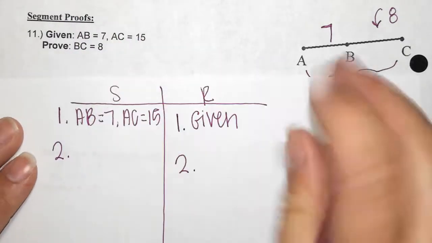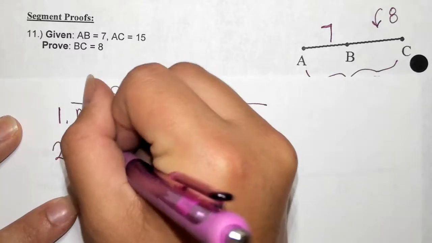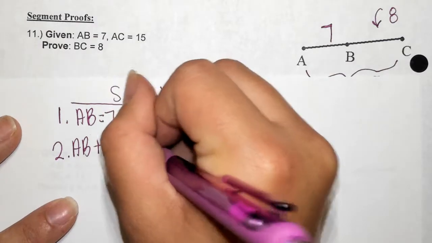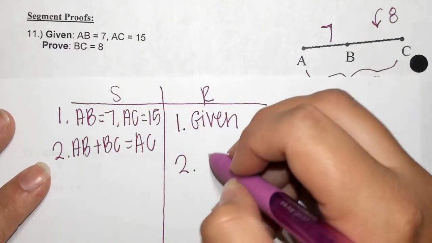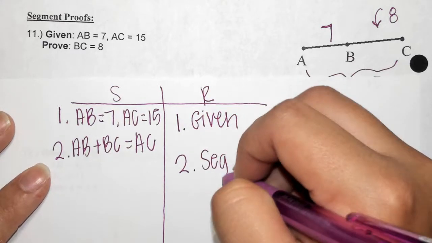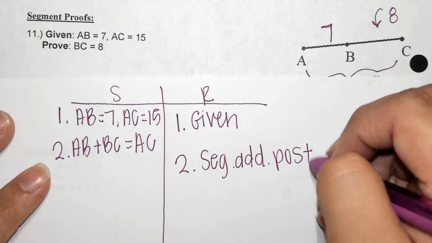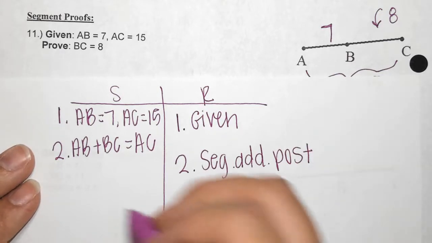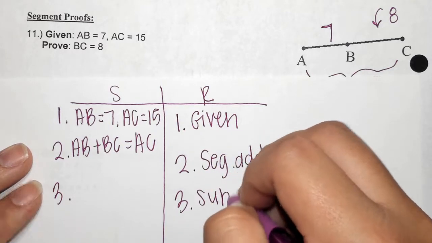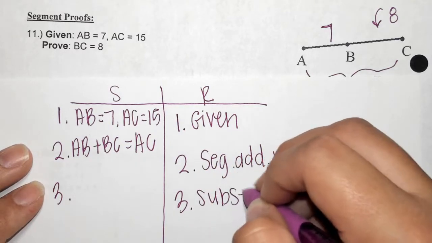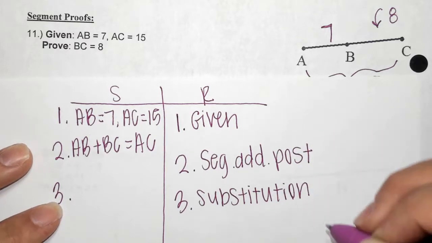Okay? So, let's write it out. AB plus BC equals AC. Whoops, I kind of slanted. The reasoning for that is segment addition postulate. What comes next? Good, I heard you. Is that you, Asia? Good job. Substitution. We need to plug it in, plug it in.